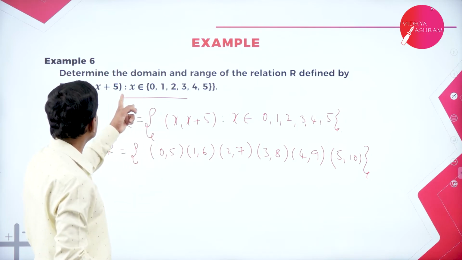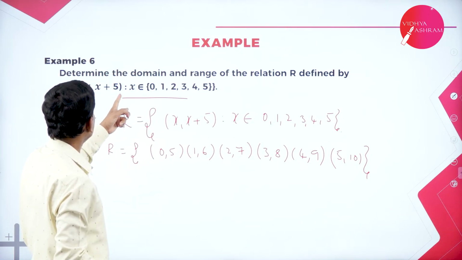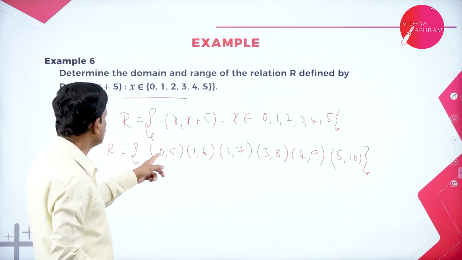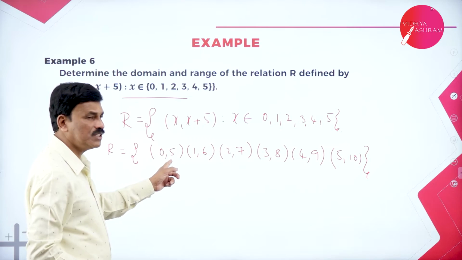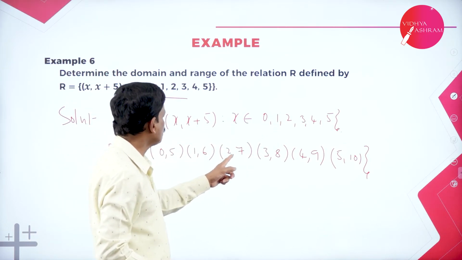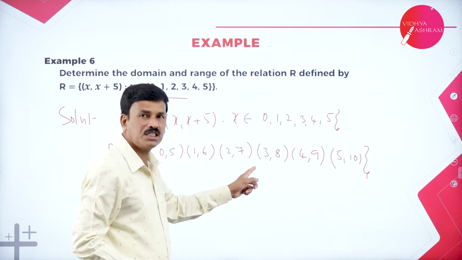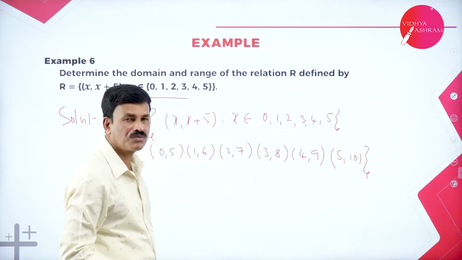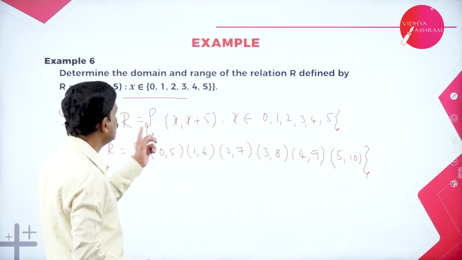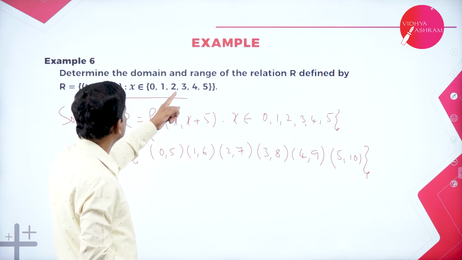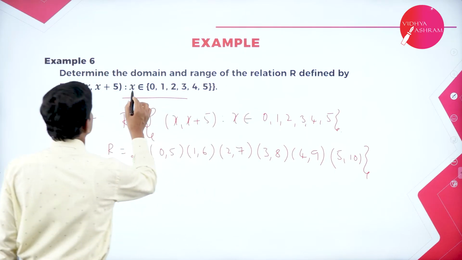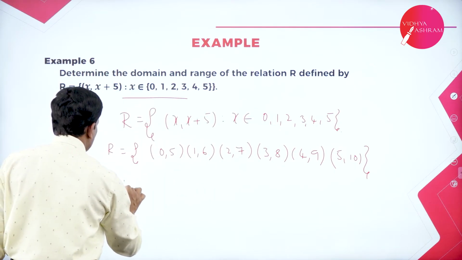See, what is the given condition? x comma x plus 5 such that x belongs to 0, 1, 2, 3, 4, 5. So when x is equal to 0, 0 plus 5 is 5. When x is equal to 1, 1 plus 5 is 6. When x is equal to 2, 2 plus 5 is 7. When x is equal to 3, 3 plus 5 is 8. When x is equal to 4, 4 plus 5 is 9. When x is equal to 5, 5 plus 5 is 10. So the elements of x are from 0, 1, 2, 3, 4, 5. Now, what is to write here? Write down the domain and the range. Domain of R.